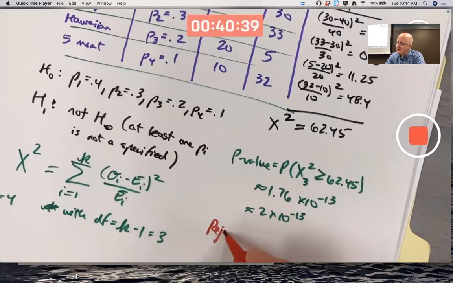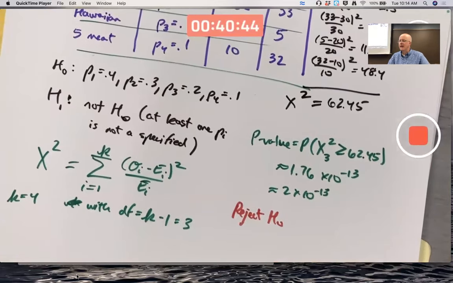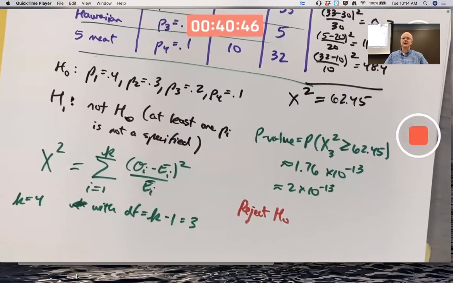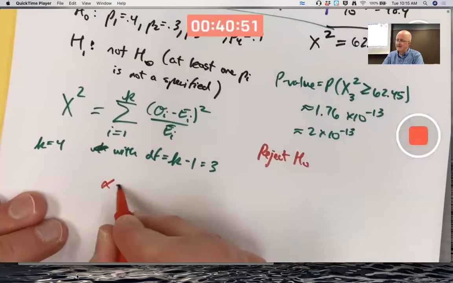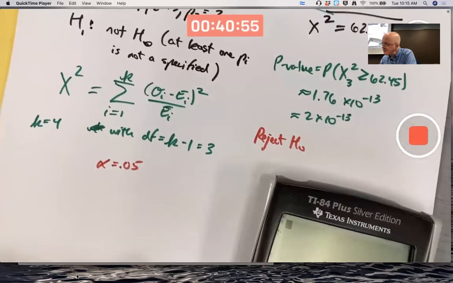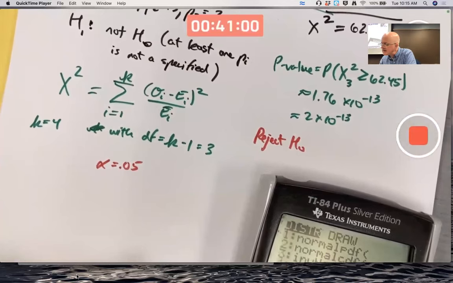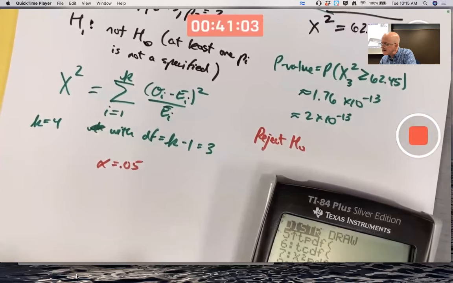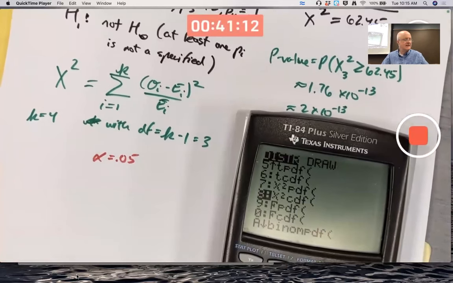Is it possible to do the classical approach instead of the p-value approach? Yeah. If we were doing the classical approach with deciding what alpha is ahead of time, say 0.05, I'm not sure if the calculator has an inverse chi-square. Nope, doesn't look like it does. You could use the table. You could do some guessing. Let's use the table to help us do some guessing.